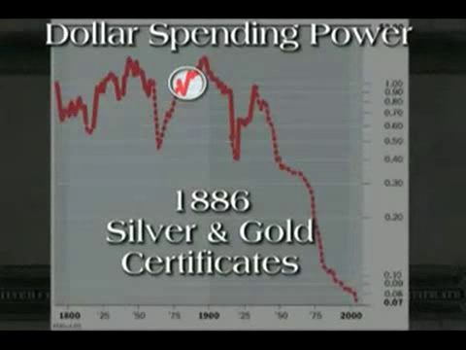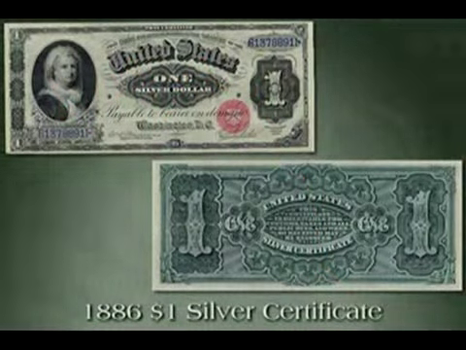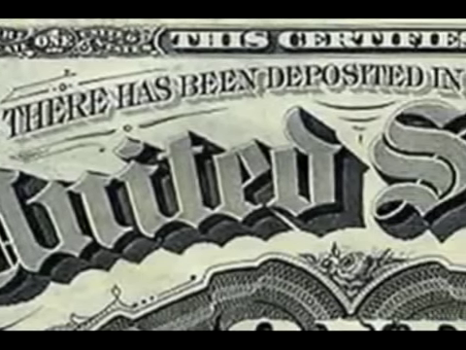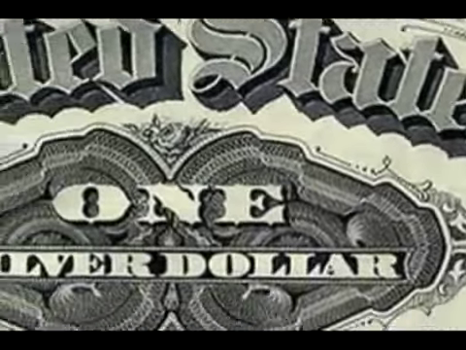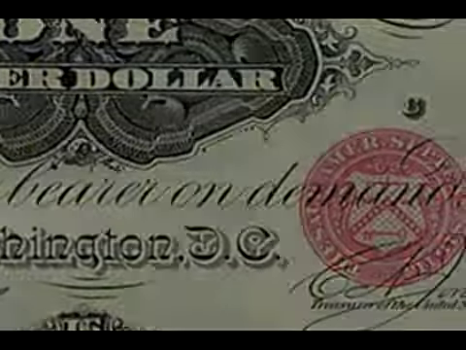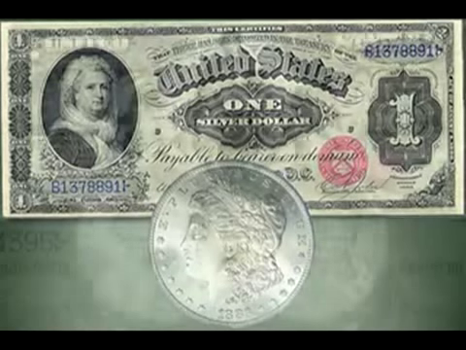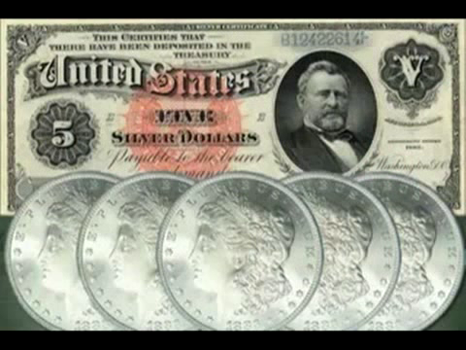In the 1880s, the Treasury started issuing a new type of paper money called a certificate. Remember, the wording on paper money is very important. "This certifies that there has been deposited in the Treasury of the United States $1 silver dollar, payable to the bearer on demand." So a $1 bill was backed by a $1 silver dollar coin, a $2 bill by $2 silver dollars, a $5 bill by $5 silver dollars.